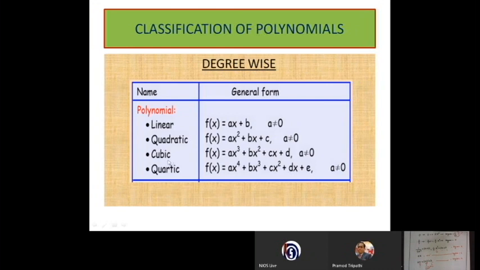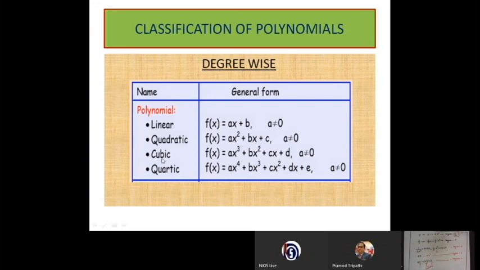Is it clear now? So we can take another example: 4x cube plus 5x square. 4x cube plus 5x square is also a cubic polynomial. Or x cube plus 5.